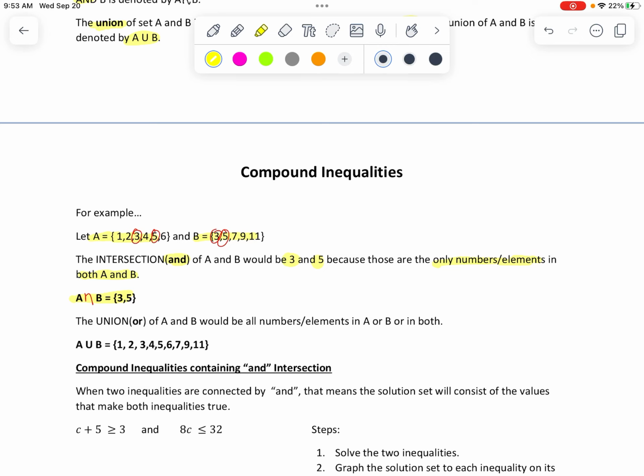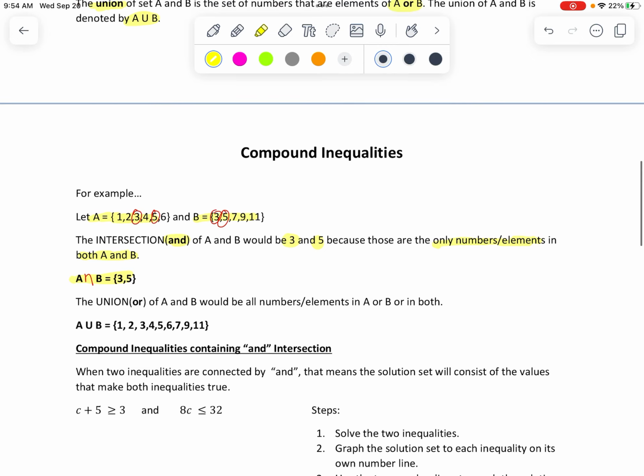Now we're going to move on to the union, and that's the or of A and B, and that would be all number elements in A or B or in both. So that's why here the interval notation has all of them, because or means all in both.